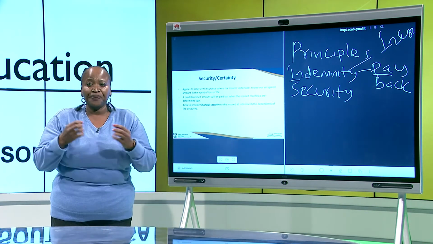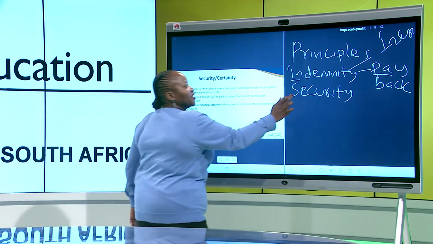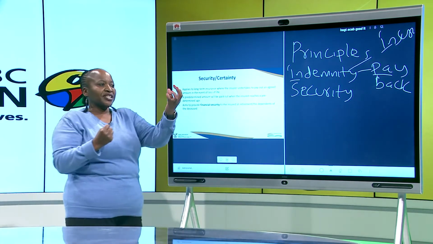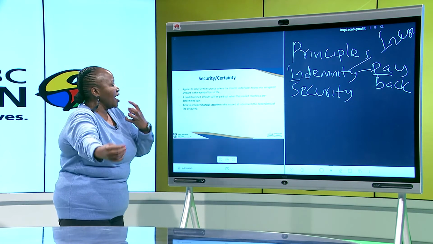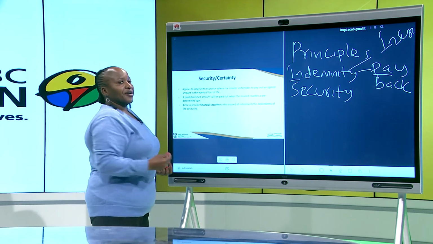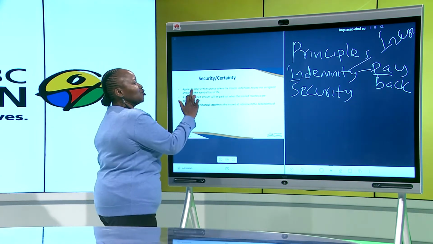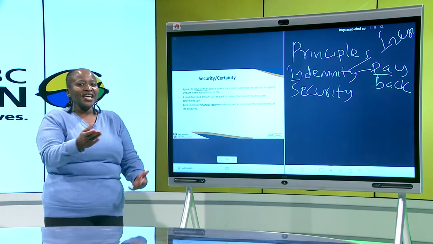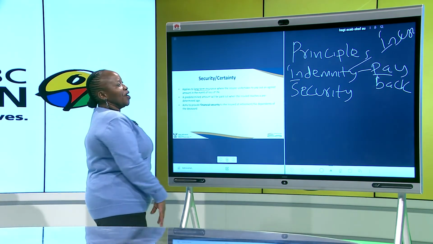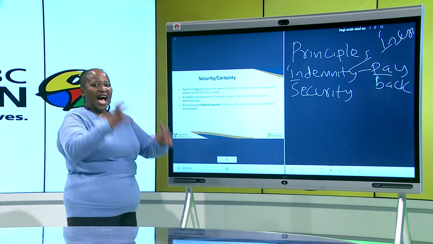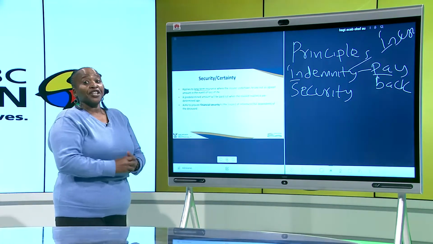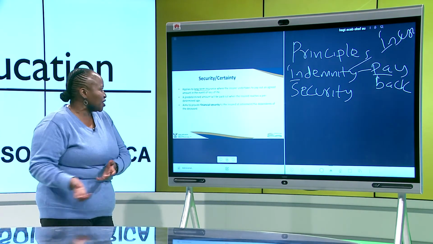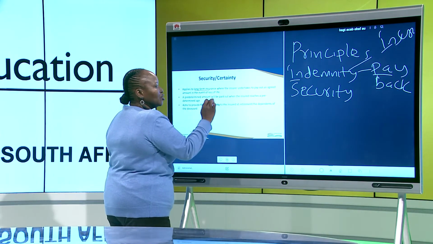Let's look at the principle of security, which we have done already when we were busy with the difference between insurance and assurance. Security, remember we said it's applicable to long-term insurance. It's just the recap now, where the insurer undertakes to pay out an agreed amount in the event of loss of life. That is life assurance. A predetermined amount will be paid out.